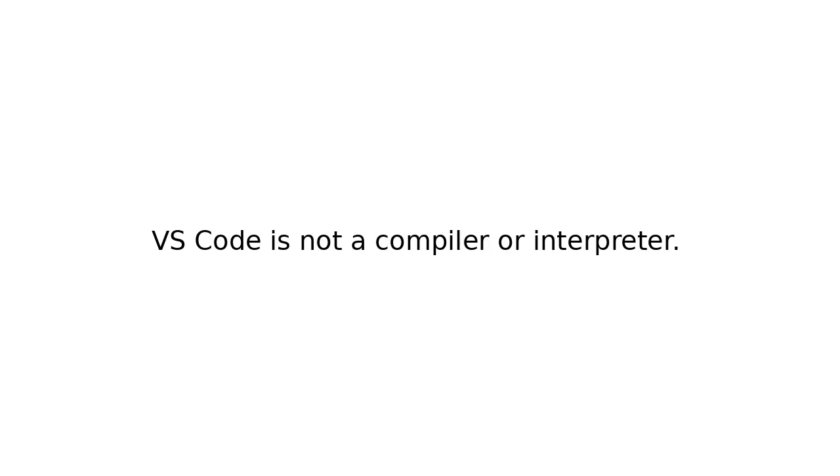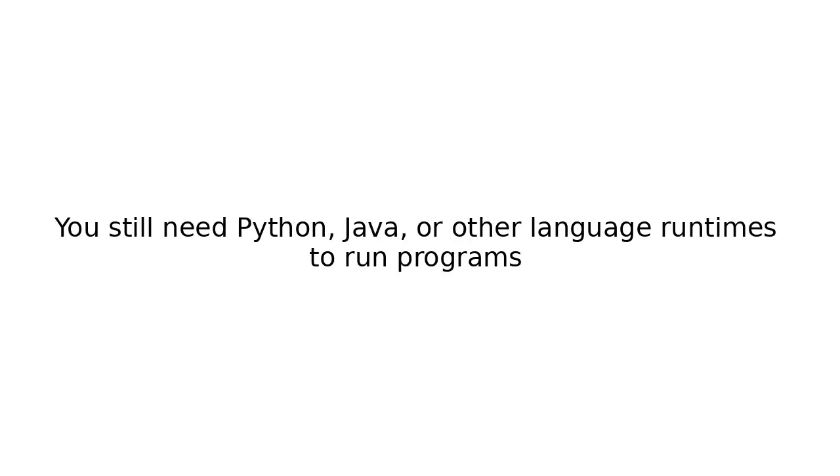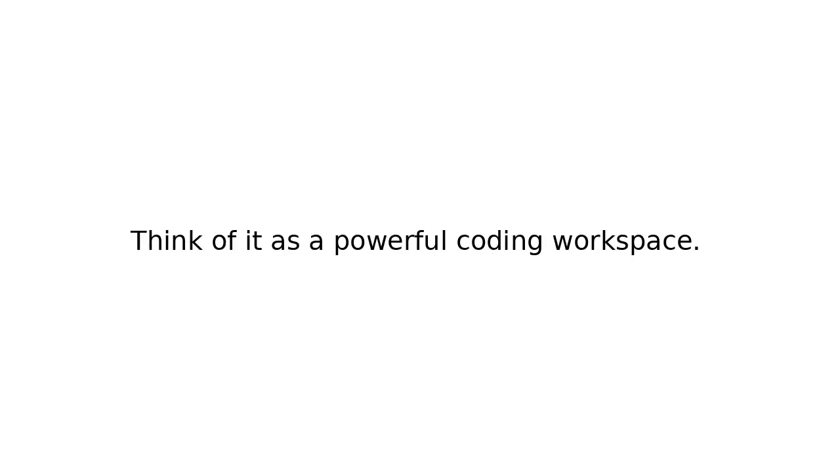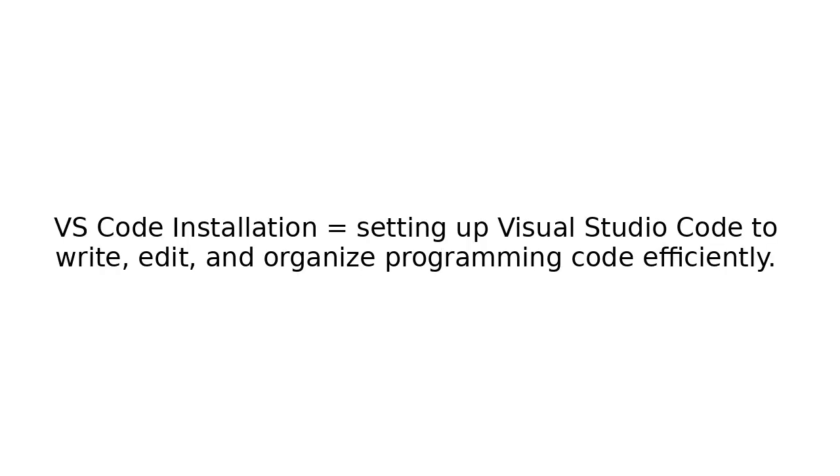Important point. VS Code is not a compiler or interpreter. It helps you write and manage code. You still need Python, Java, or other language runtimes to run programs. Think of it as a powerful coding workspace. Simple definition. VS Code installation equals setting up Visual Studio Code to write, edit, and organize programming code efficiently.